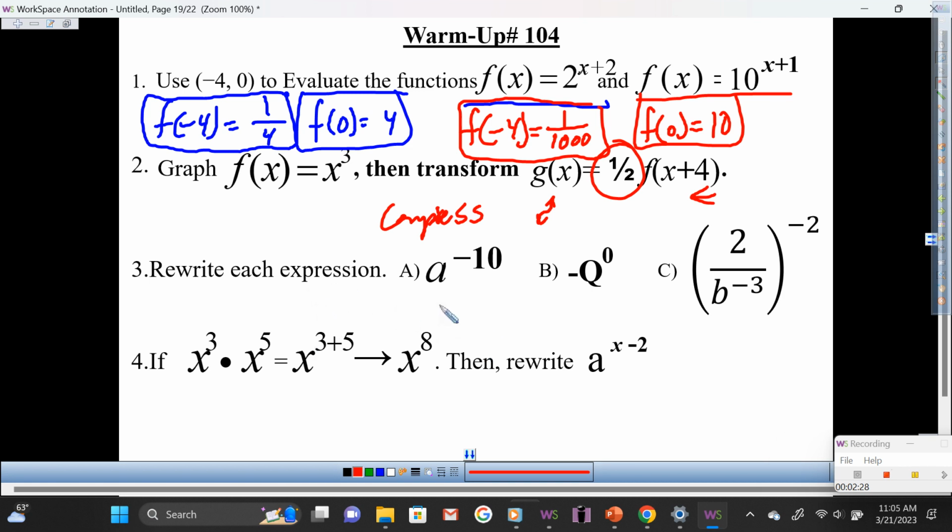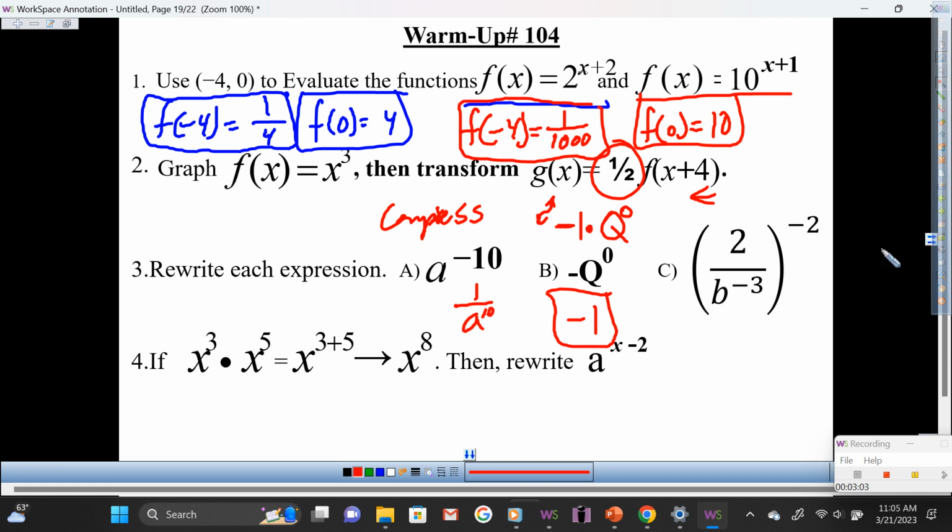Number 3, what did you get for A, Frida? Q to the 10th power. How about B? -1. That is correct. Check your work. You're like, how did you get that? Well, negative q is an invisible -1 multiplying q to the 0. What is q to the 0 power, everyone? 1 times -1 is -1.